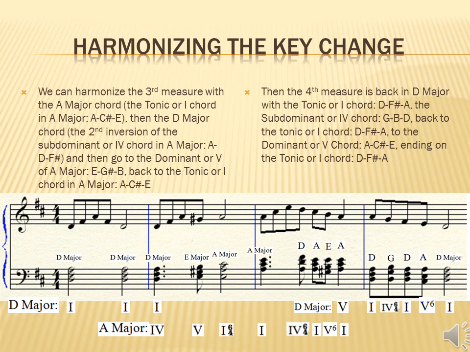Then the fourth measure is back in D major with the tonic chord or 1 chord, D, F sharp, A, the subdominant or 4-chord G, B, D, back to the tonic or 1-chord D, F sharp, A, to the dominant or 5-chord A, C sharp, E, ending on the tonic or 1-chord D, F sharp, A. And it sounds like this.